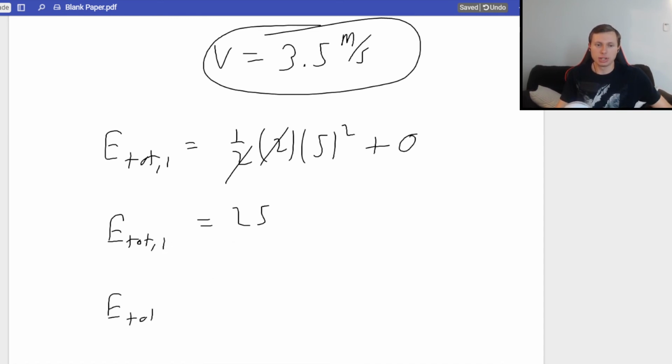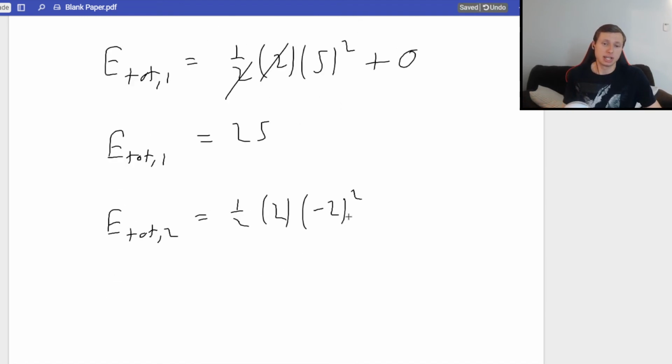Now, energy total at point 2, it was going to be 1/2 times a mass of 2 times that velocity was negative 2 squared. Notice with energy, energy's nice, because even though it's a negative velocity, when we square it, that's going to become positive. So direction does not matter for energy. Direction matters for momentum and forces. So that's it for the first object. Then we need to add the energy of the second object, 1/2 times mass 4 times that velocity. We solved for it. It was 3.5. Square that. Energy total 2.